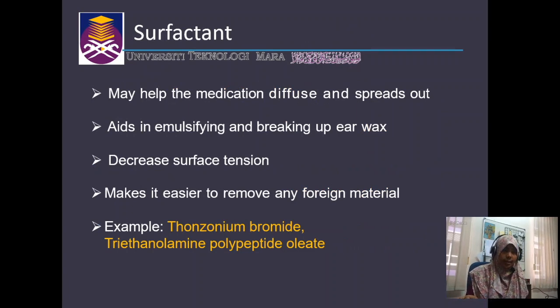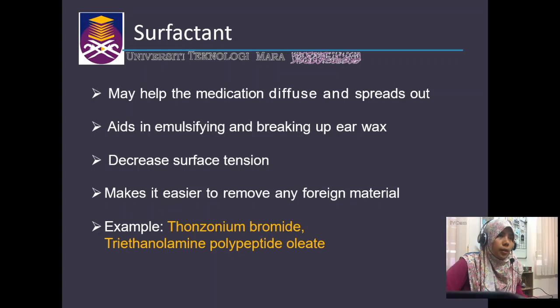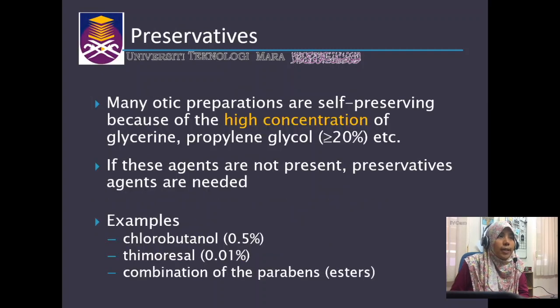Then next, surfactant. It may help the medication diffuse and spread out inside your ear. It aids in emulsifying and breaking up earwax. It also helps to decrease the surface tension, and it makes it easier to remove any foreign material. So if it is for irrigation, of course you need to put in a surfactant. Examples are tonsonium bromide and triethanolamine polypeptide oleate.